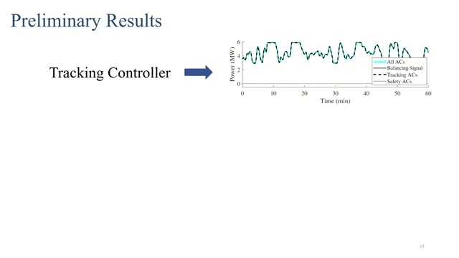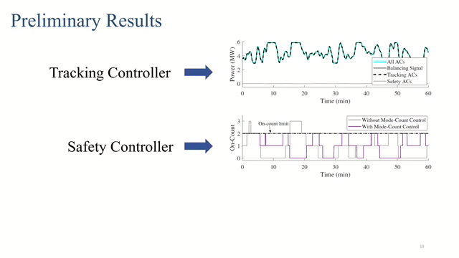So there are 3 air conditioners that are under safety control. And here the y-axis is the on count. And in purple, when the mode count control is active, the on count upper limit, which is 2, is always satisfied. So the safety controller is successful in keeping the limit, in maintaining that limit.